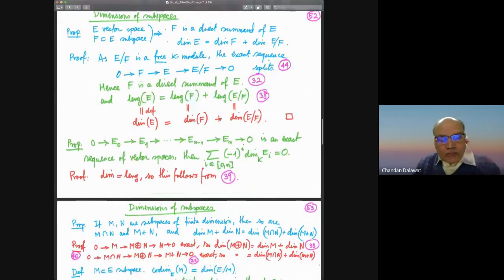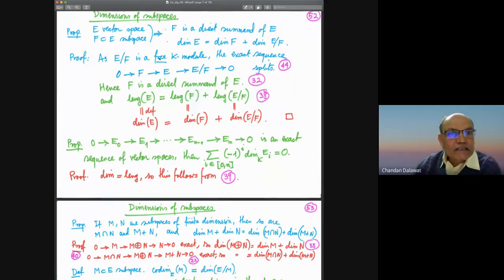Okay, now, so when I have a subspace F of a vector space E, the assumption is that F is a direct summand of E, and the dimension of E is the sum of the dimensions of F and the dimension of E modulo F. That's the proposition. And here's the proof. Why is F a direct summand of E?